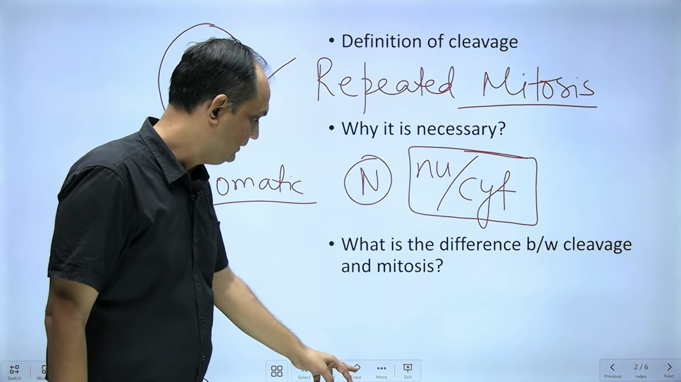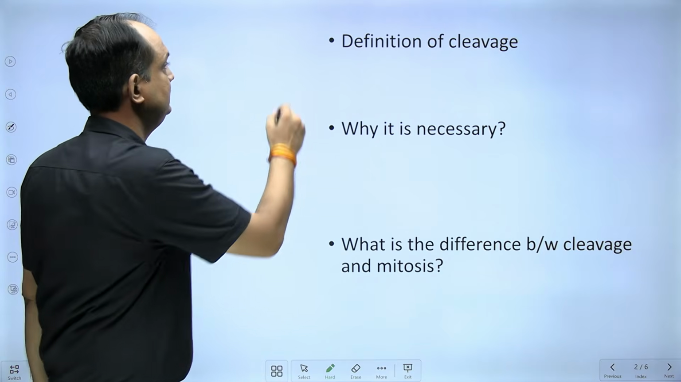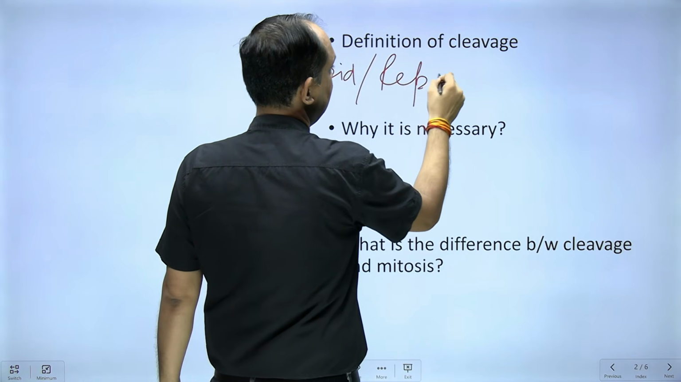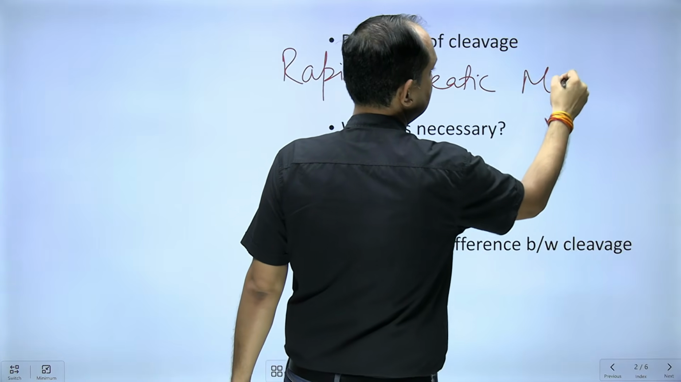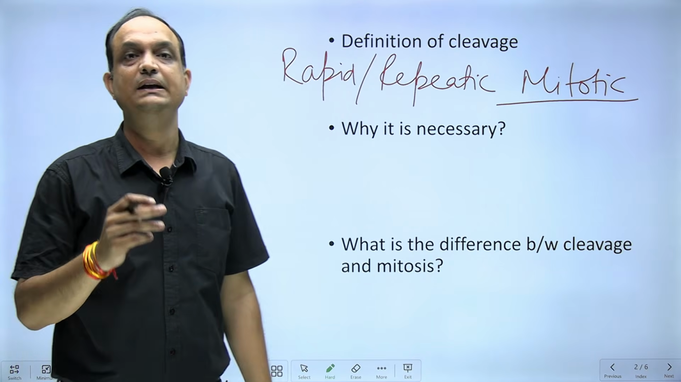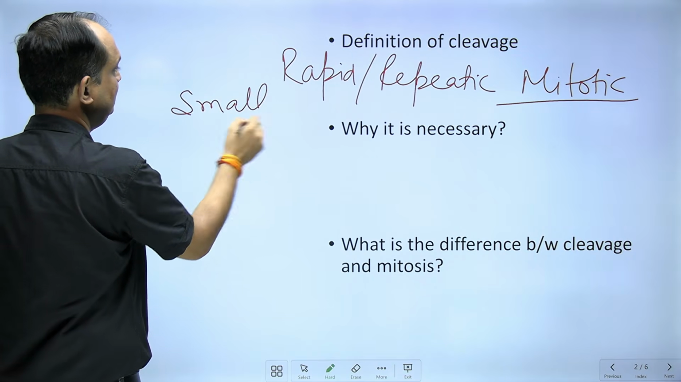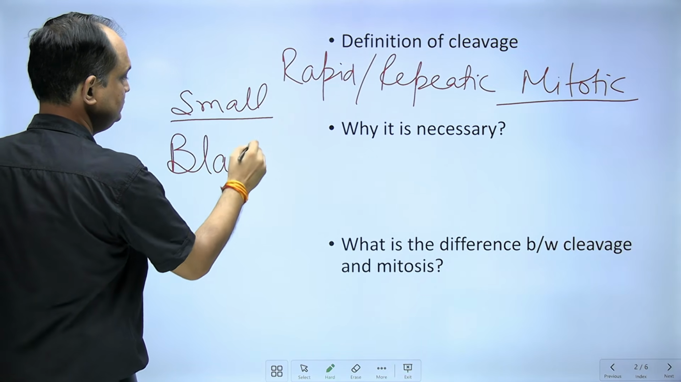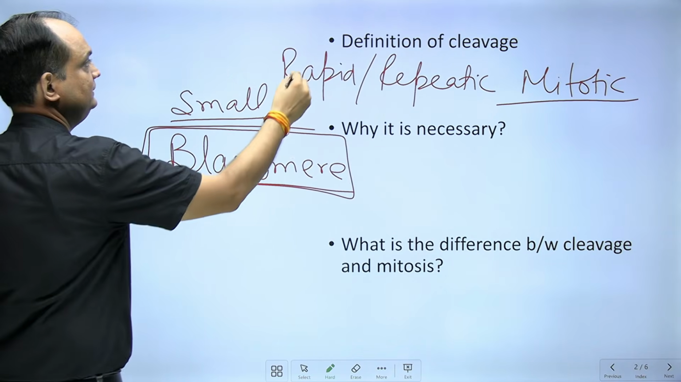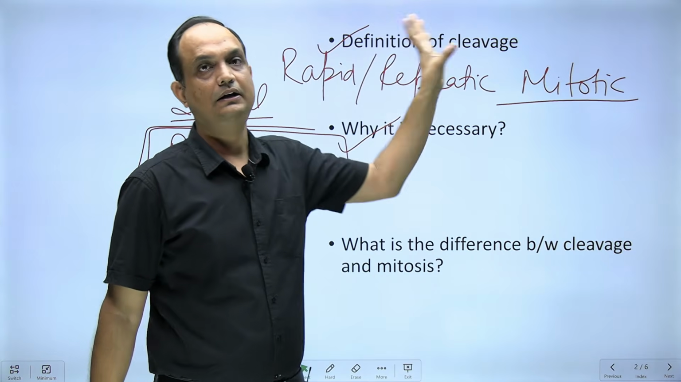Whenever we are talking about the definition of the cleavage, it is defined as rapid and repeated mitotic divisions, and these mitotic divisions take place in the developing zygote to gain smaller sized cells, and these are known as blastomeres. So these are the two things: why the cleavage is necessary and what is the definition of cleavage.